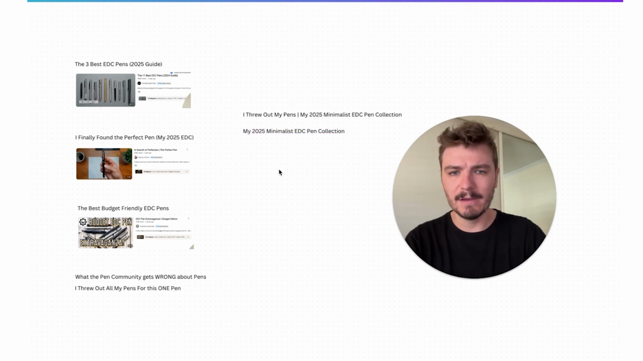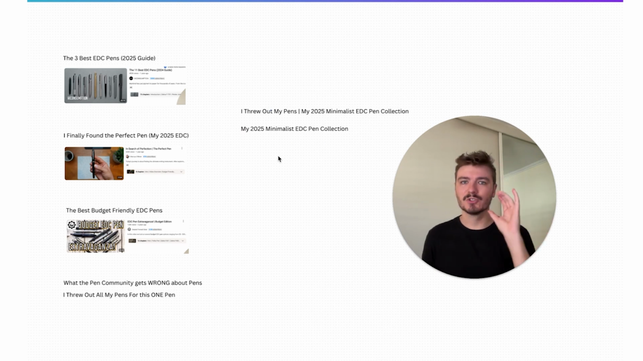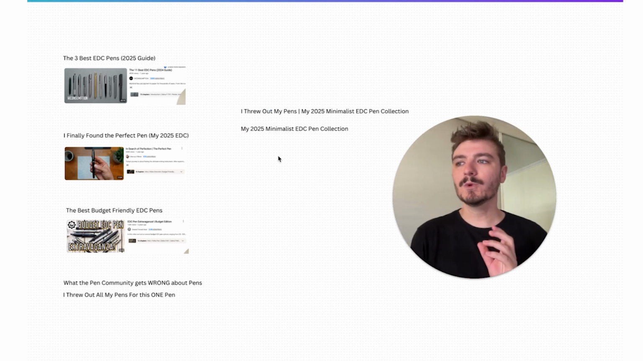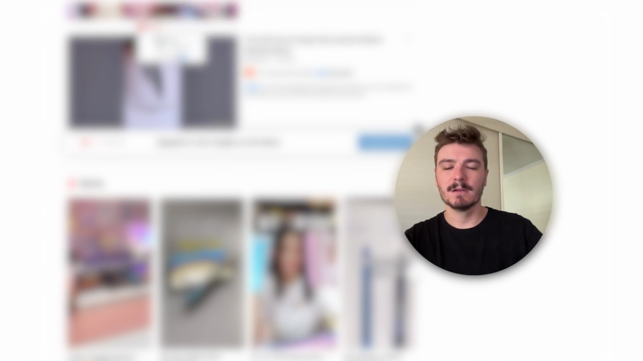My 2025 minimalist EDC pen collection. So, should I go with budget-friendly or should I go with minimalist for this one? Which one has a broader appeal, basically, is what I want to know. Budget ballpoint pen, which is a type of pen.